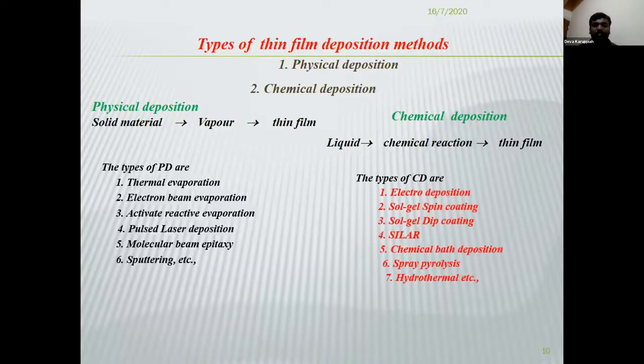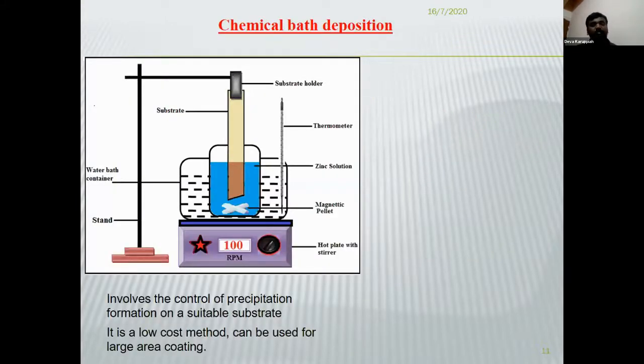So what are the chemical depositions? Electrodeposition is there, and sol-gel deposition like spin coating and dip coating, and SILAR, successive ionic layer adsorption and reaction method. One is the chemical bath deposition method, another is spray pyrolysis, and the final one is hydrothermal, and so on. Many others are used as chemical deposition methods. So first, we are discussing the chemical bath deposition.